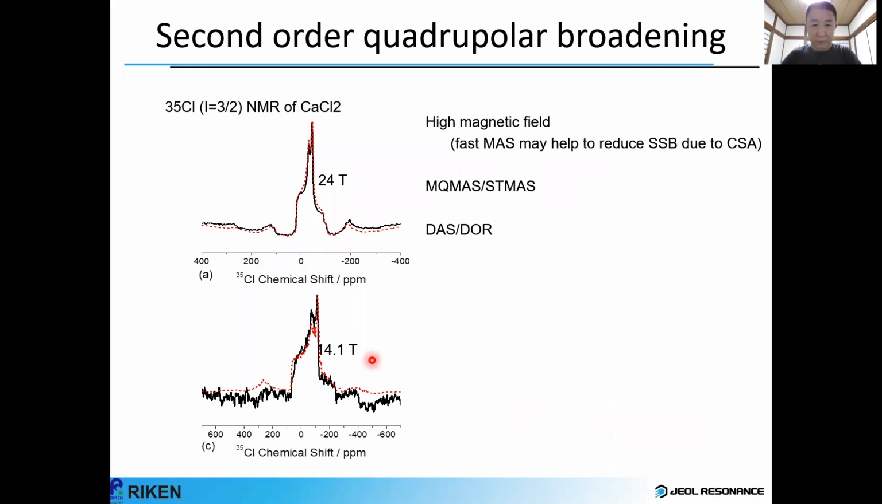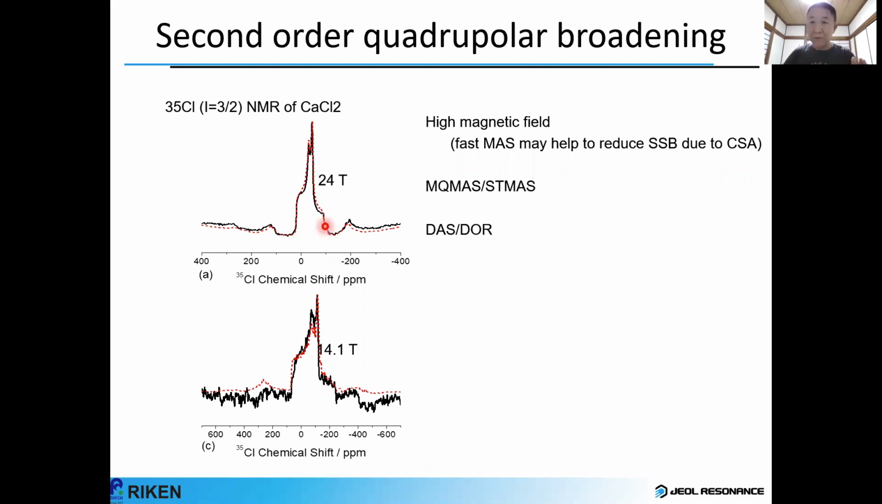Here is one example of a chlorine NMR spectrum. If you observe a chlorine NMR spectrum at a 600 MHz magnet, you see huge broadening coming from second order quadrupolar broadening. Since this is described by the 4th rank tensor, we still have residual broadening. This broadening doesn't depend on spinning frequency, so fast MAS doesn't help. The easiest way is just to increase the magnetic field, and we get a narrower line shape.